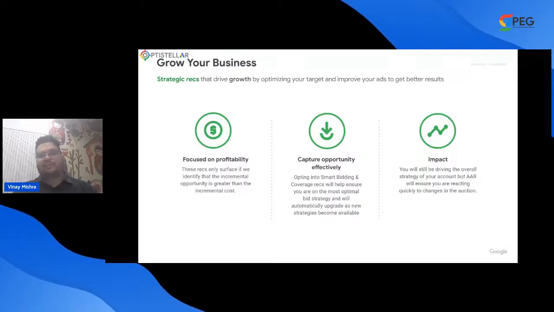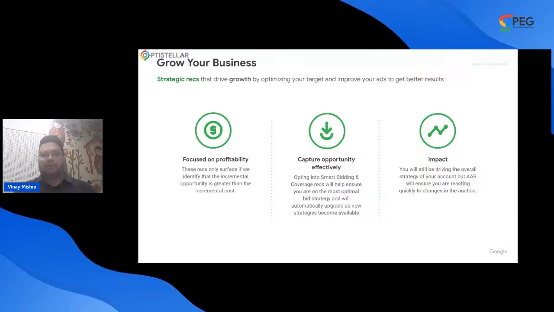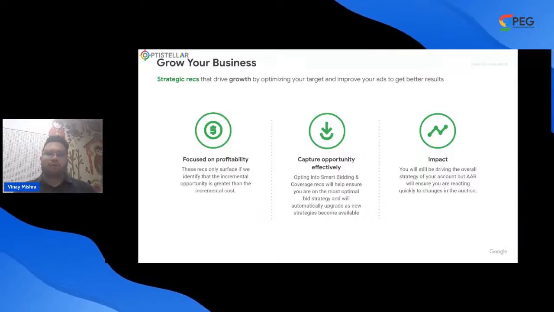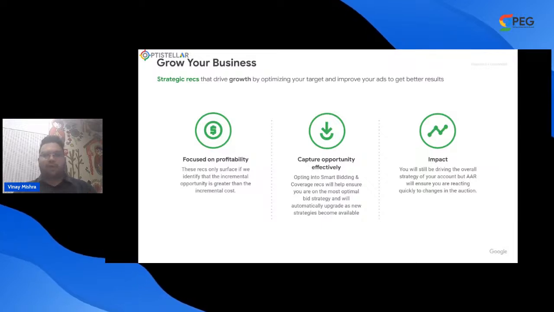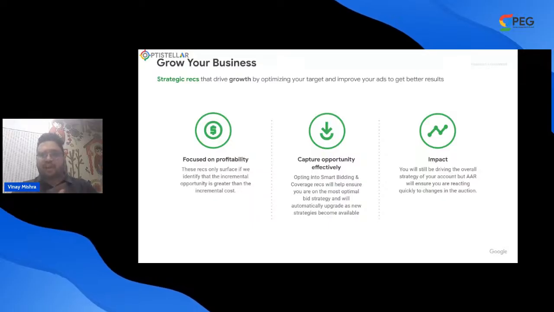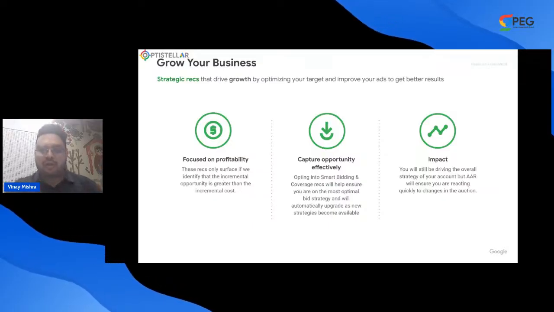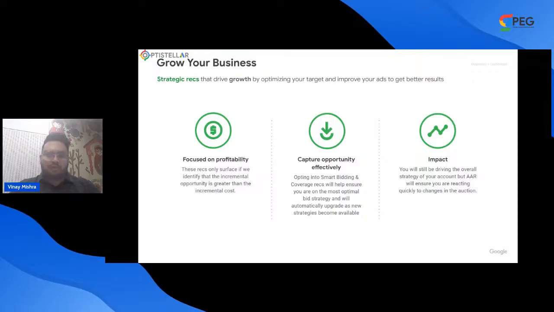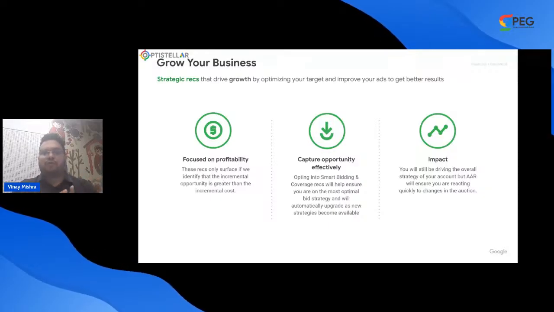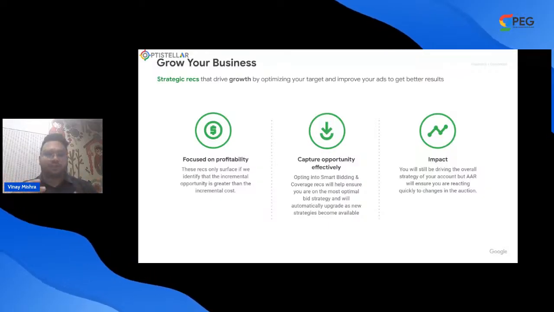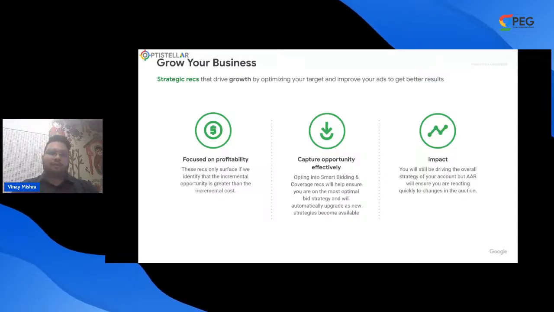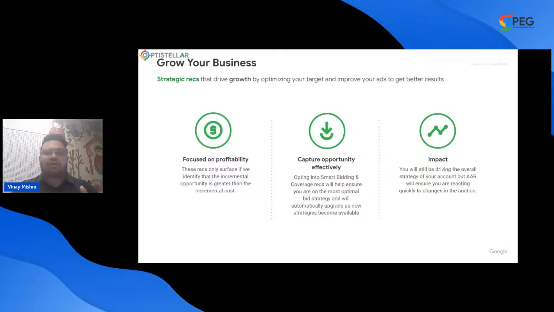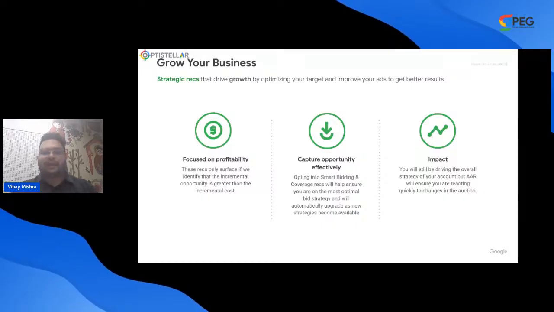And in this case, the best possible way that you can cover 100% of your audience is by going with broad match, and at the same time going with a combination of broad match and smart bidding strategy. Now let's talk about impact, right? Since we are focused on profitability, we are capturing the opportunity effectively. Let's talk about how the auto apply recommendations will ensure you're quickly reacting to the change.